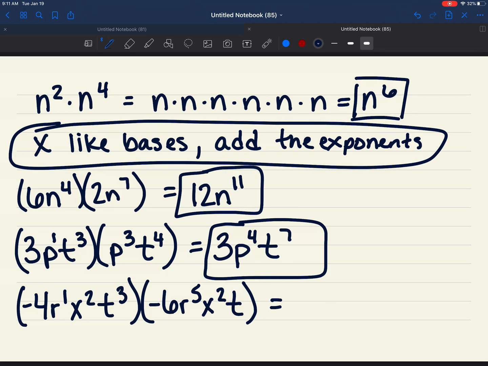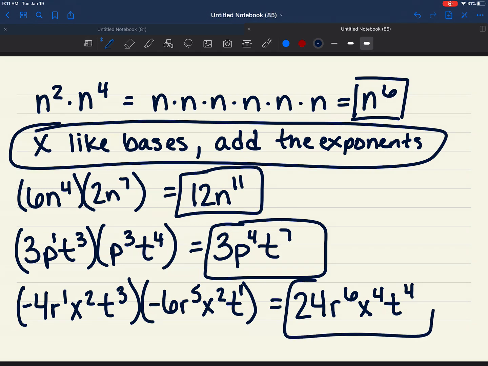Okay, somebody else want to take this one? Nicholas? 24. So regular numbers you multiply like normal, okay? R to what power? Say again. 6. x to the 6, t to the 4. Very good. Notice t to the 4th because this is t to the 3rd. You could add in the 1 for t to the 1st. All right? How do we feel about that?